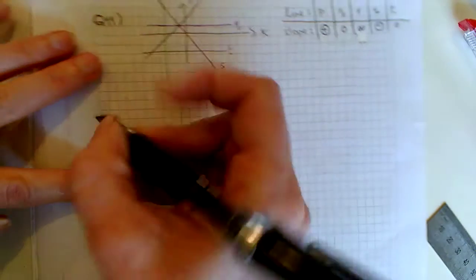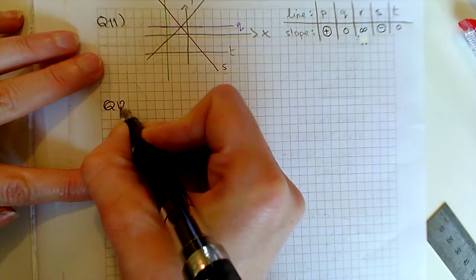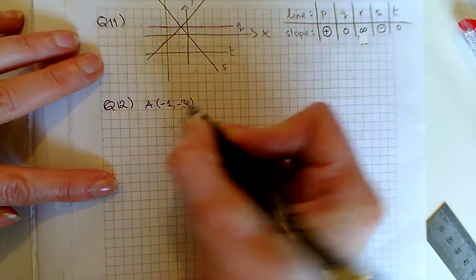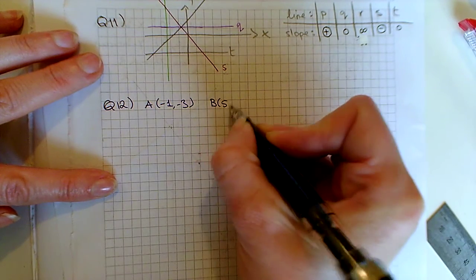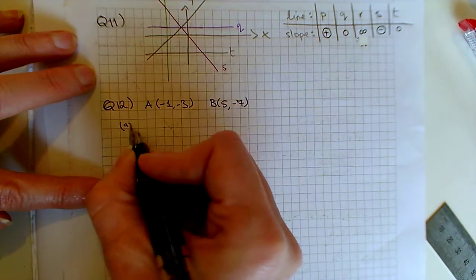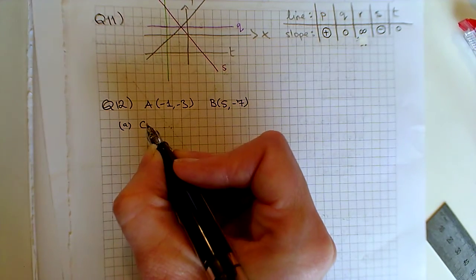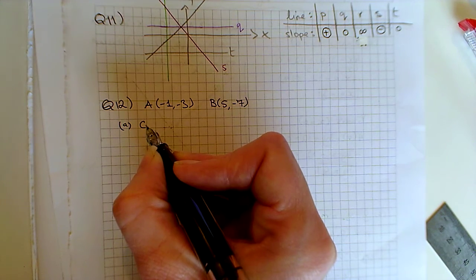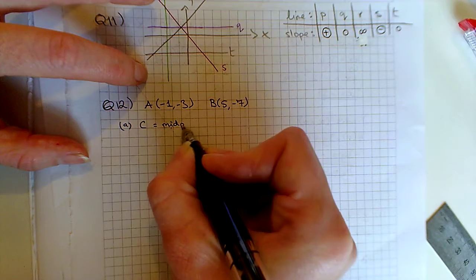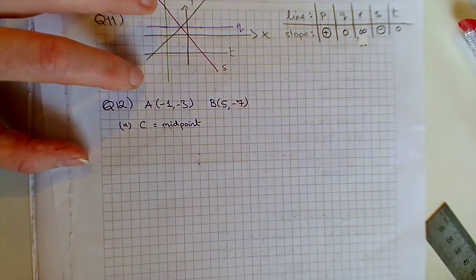Okay, question 12 then. We're given 2 points, A, which is -1, -3, and B, which is 5, -7. And the first thing we're asked to do is to find C, the midpoint of AB. Okay, what do we do?